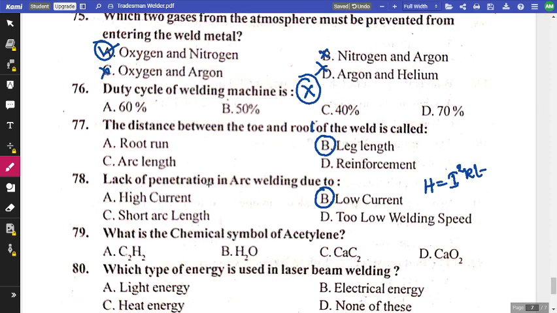What is the chemical symbol of acetylene? It's a very simple one. It is C2H2.